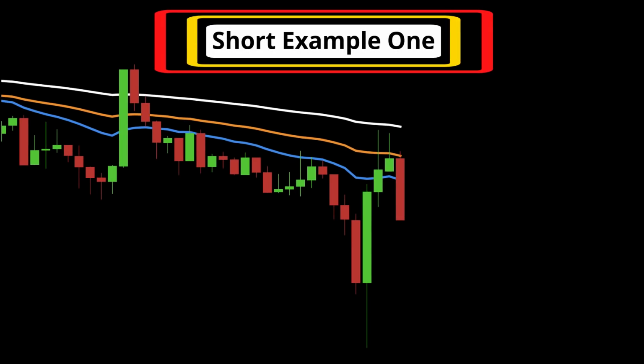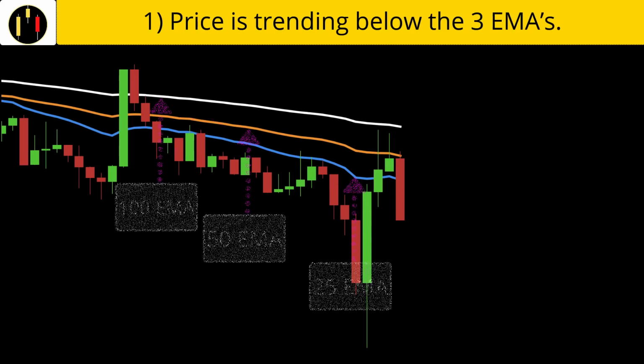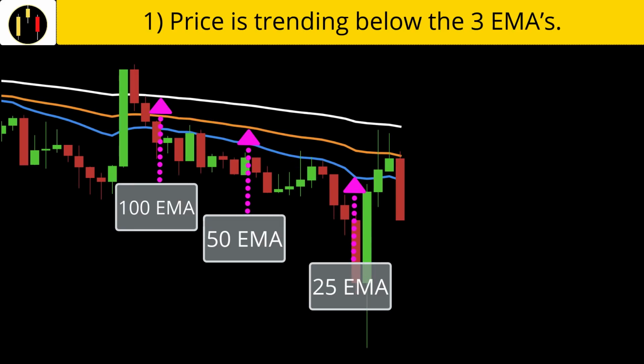Now we flip to shorts. This is what I will test for shorts. First, price is trending below the 3 exponential moving averages. You can see the 3 EMAs are fanned out in order and not touching price.